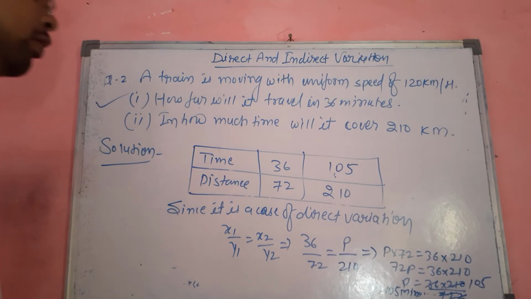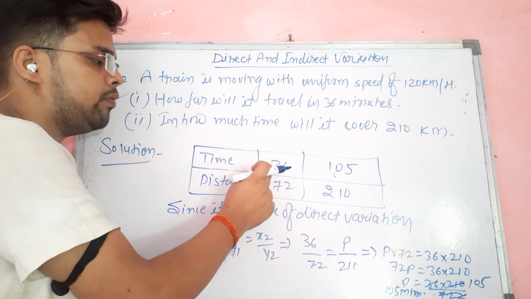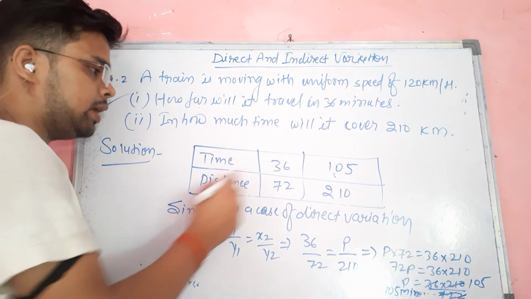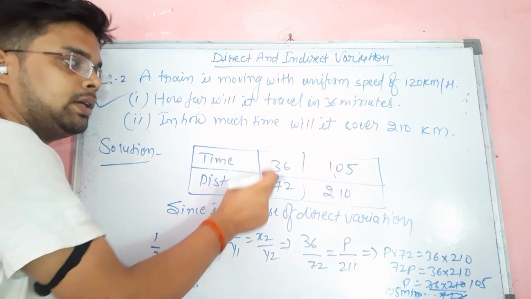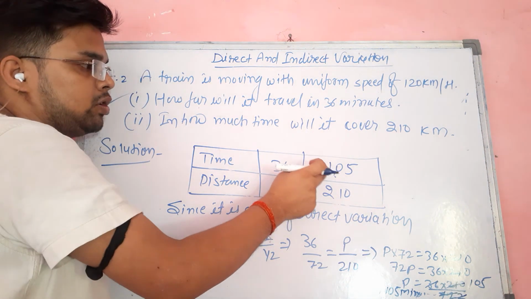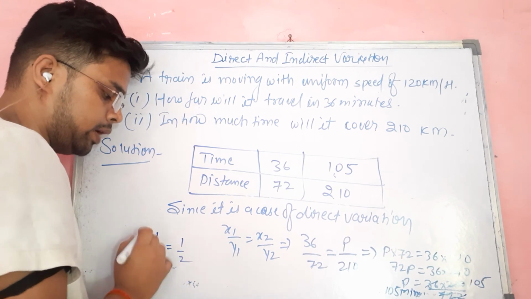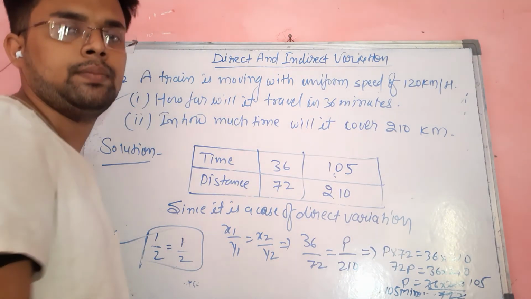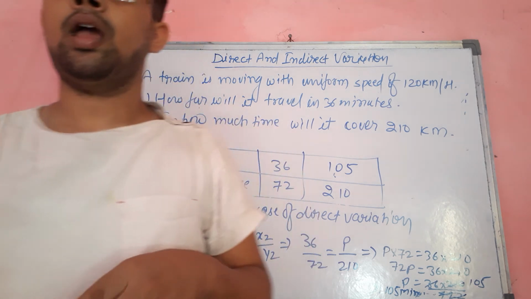Okay, now I want to check whether my answer is correct or incorrect. For that I will take the ratio of x1 and y1. What is the ratio of x1 and y1? That is 1:2. 36 ones are 36, 36 twos are 72. And if I take the ratio of x2 and y2, 105 twos are 210. It is also 1:2. It means my answer is correct. In this way, children, you can solve the question of direct and indirect variation.